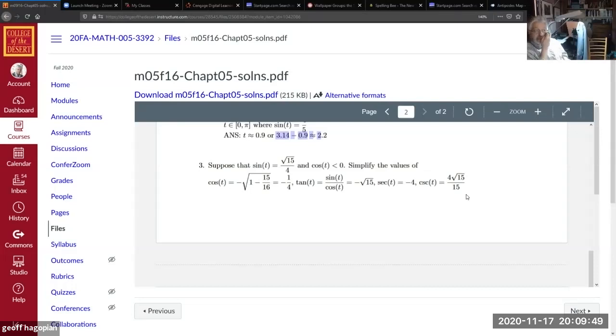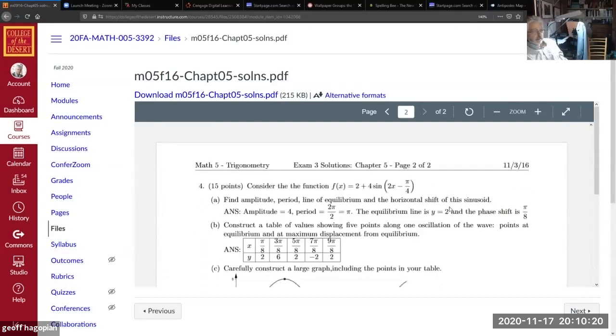But cosine is negative. That means we're in the second quadrant, right? Simplify the values for cosine, tangent, secant, and cosecant. And for that, we use the Pythagorean identity, or you can think of it as the equation for the unit circle, right? X equals the negative square root of 1 minus y squared. Y squared will be 15/16. So you get a nice clean negative 1/4 for X, right? And so on.